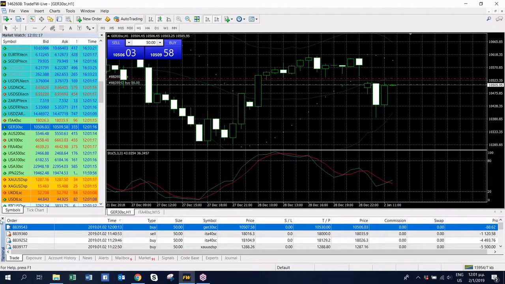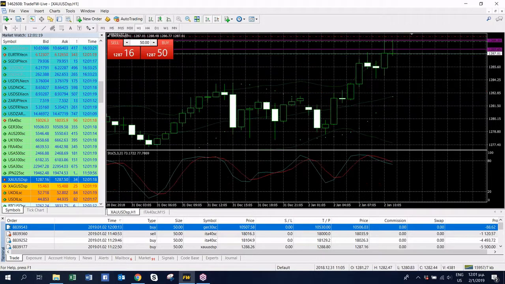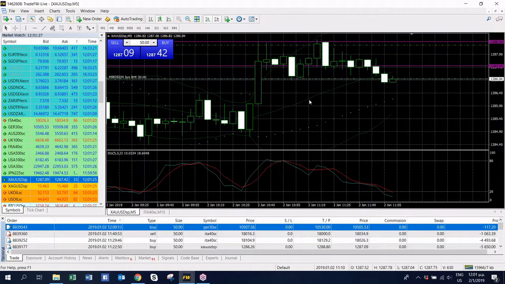Gold still didn't reach our level. You see, it came very, very close to my entry level, to my buy limit. This is my buy limit and it didn't get triggered. Let's wait a bit more and it might get triggered very, very soon. Guys, I will delete it and I will enter it by myself. It's just the spread which remained.